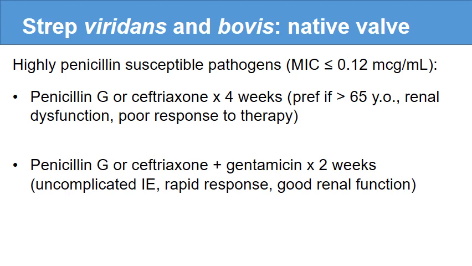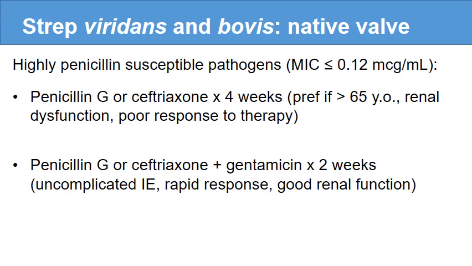Ceftriaxone may be preferred, as we know, because it's not renally eliminated in patients that have renal dysfunction. But because it is a third generation cephalosporin, the likelihood that it'll have activity against these pathogens may be higher than that of penicillin. So if a patient's not responding to penicillin, switching to ceftriaxone, or empirically using ceftriaxone for older patients, may be an appropriate decision.